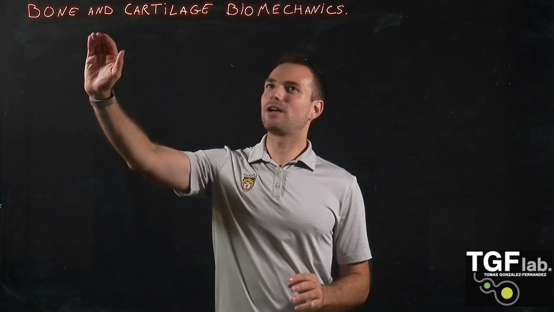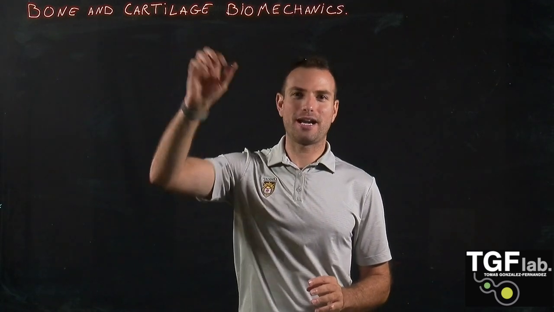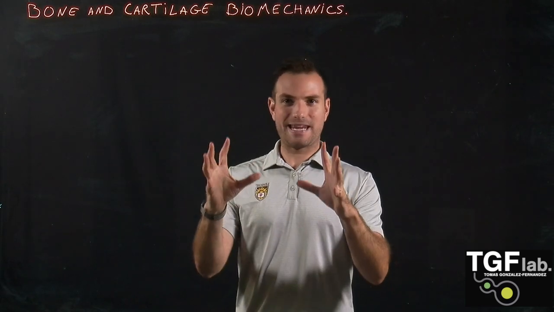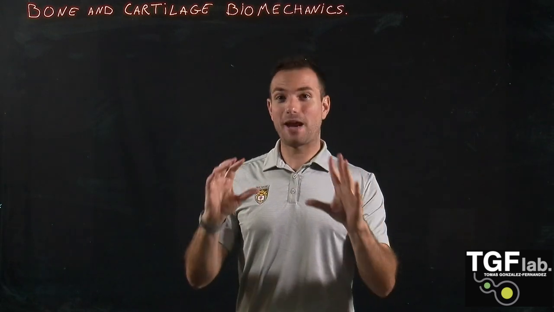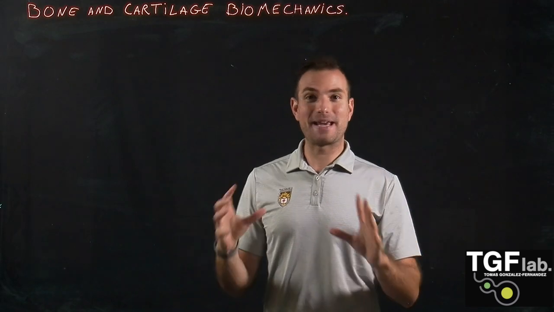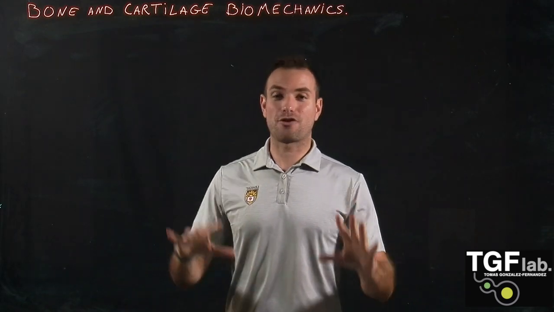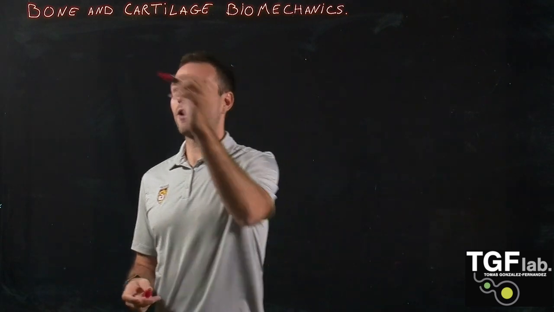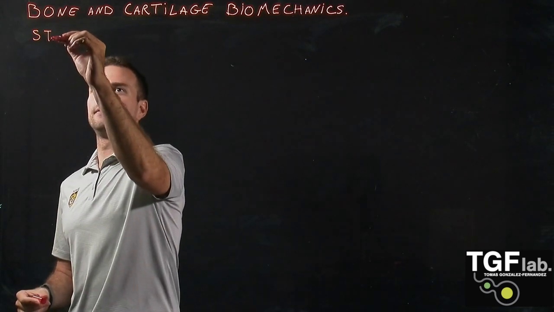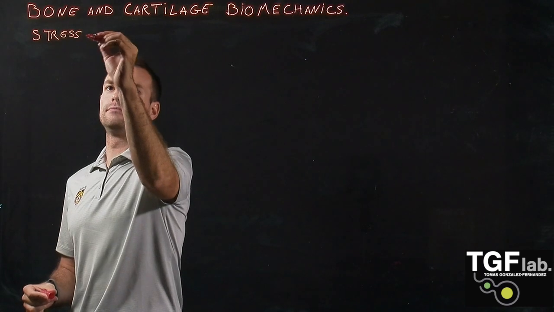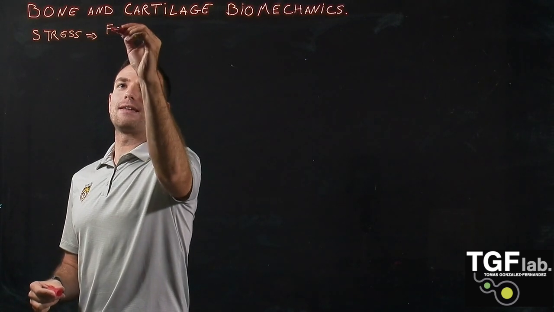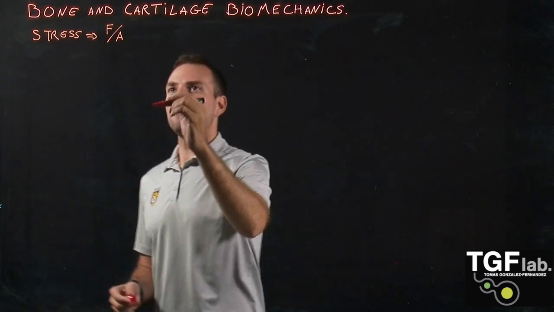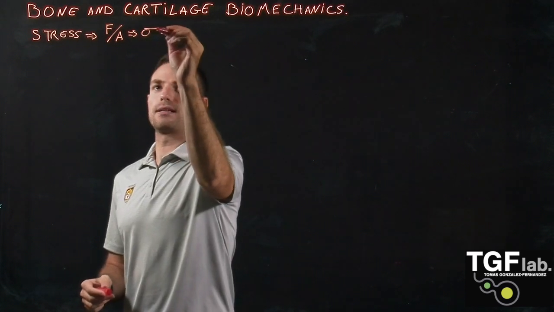Today we're going to look at the biomechanics of bone and cartilage. But before we go in depth into each separate tissue, we have to look at some specific and basic concepts that we need to understand in order to understand this lecture. So the first concept that I want to talk about is the stress. The stress is the force divided by the area, and it's going to be represented here.